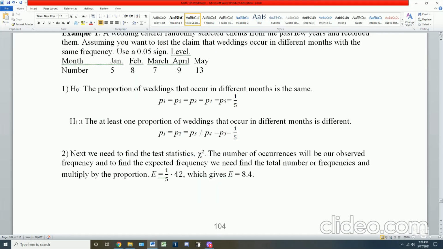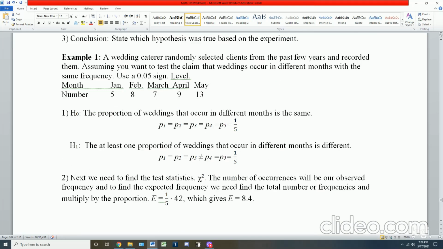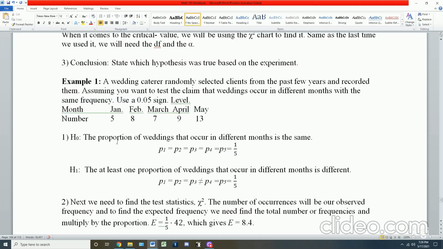Okay? And then our alternative hypothesis is at least one, so notice I'm just copying it down, at least one proportion of the claim is not the same. So at least one proportion of weddings that occur in different months is different. So notice it's very similar, right? Just a couple of words difference, and that's always going to be the case when it comes to a goodness of fit test.